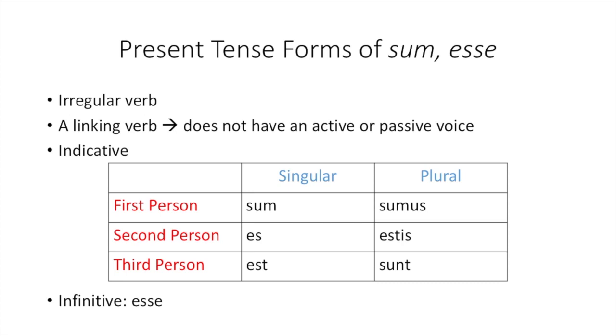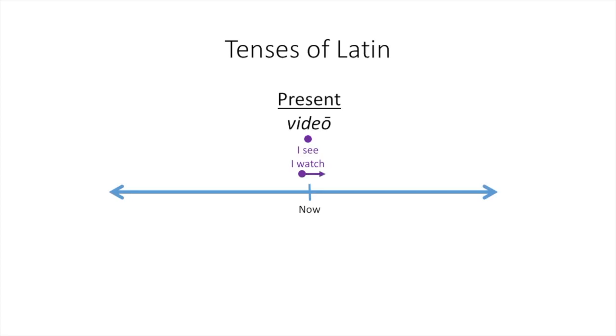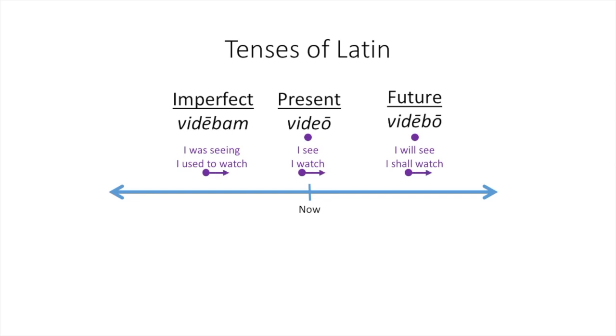So, just like all our other verbs, there's our present tense, video, I see or I watch, and there's our future tense, videbo, I will see, and our imperfect tense, our ongoing habitual action of I was seeing or I used to watch. Remember, that's a little bit different from our perfect tense, vidi, I saw. So let's add in our imperfect and future tense forms of sum, esse.